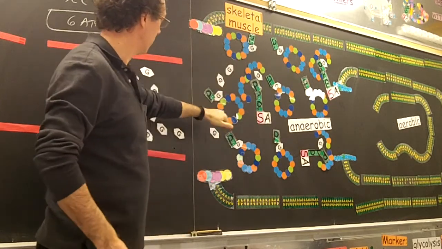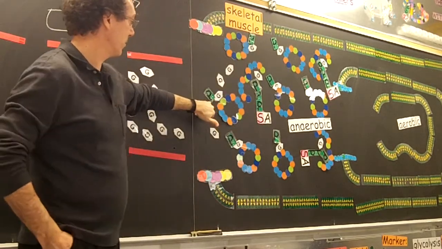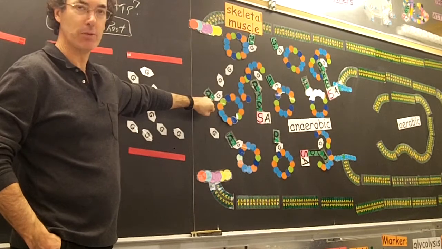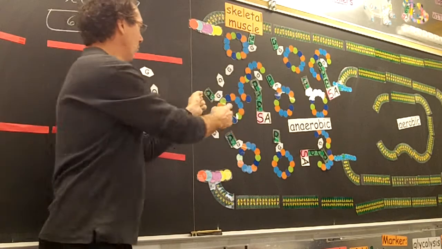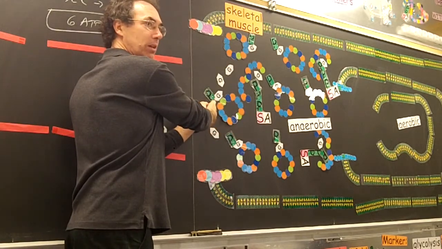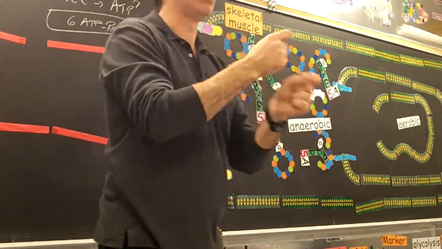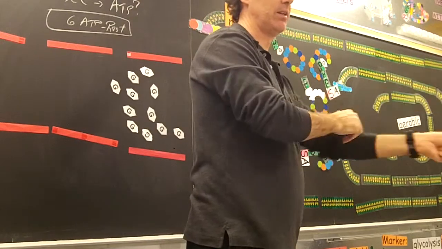Okay, what do you remember about when glucose is phosphorylated? It becomes glucose 6-phosphate. What does this do to that glucose molecule? What would it allow it not to do? It can't chemically diffuse out of the cell. That's right.